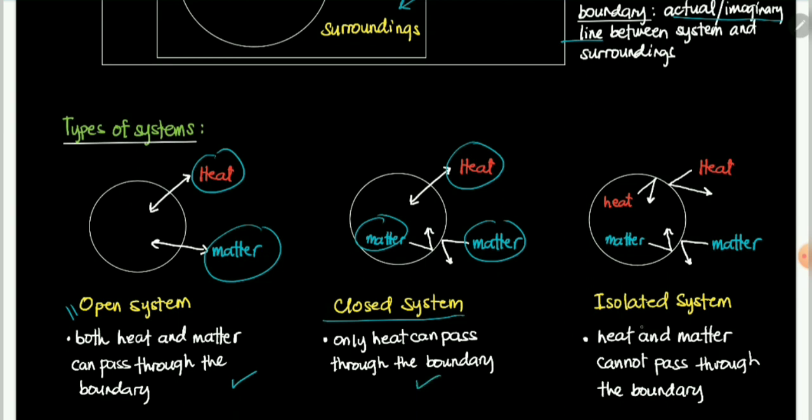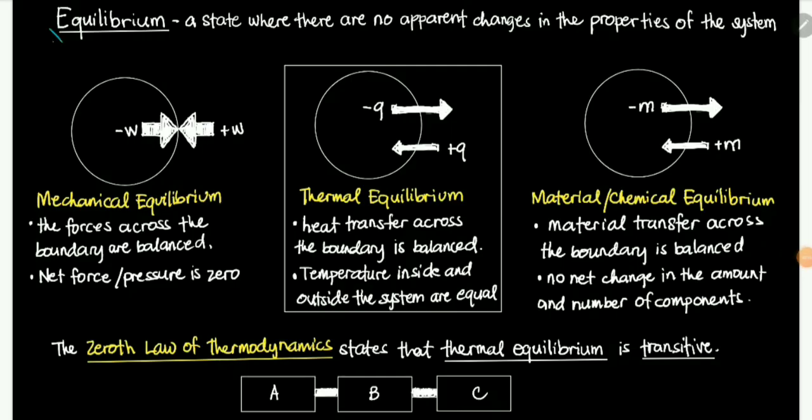Sa isolated system, okay, hindi makapag-cross both yung heat and matter. So kung ano man yung heat and matter sa loob ng system, hindi siya makakalabas. Yung mga heat and matter sa labas naman ng system, hindi siya makakapasok. Okay? So yung boundary, hindi niya pinapermit yung passage both ng heat and matter. Okay? So now let's discuss the concept of equilibrium.